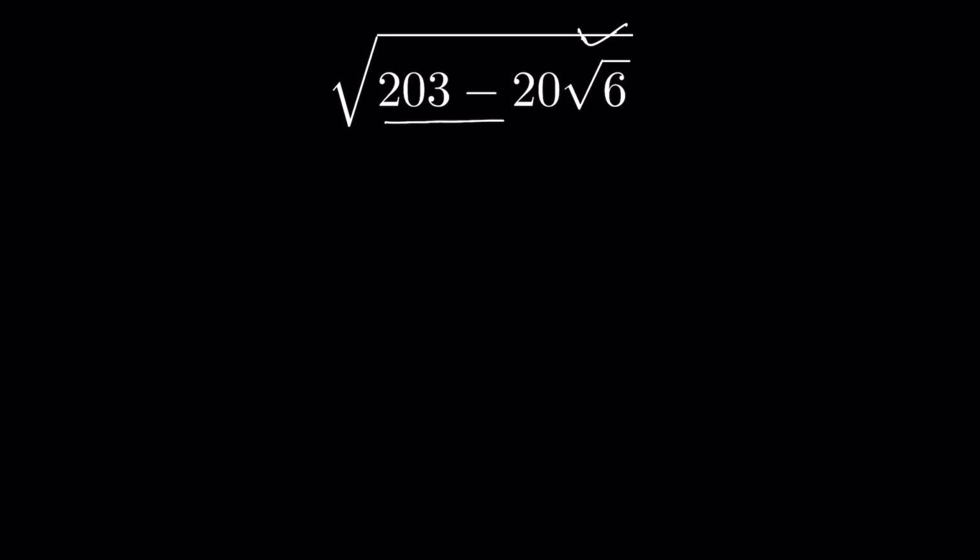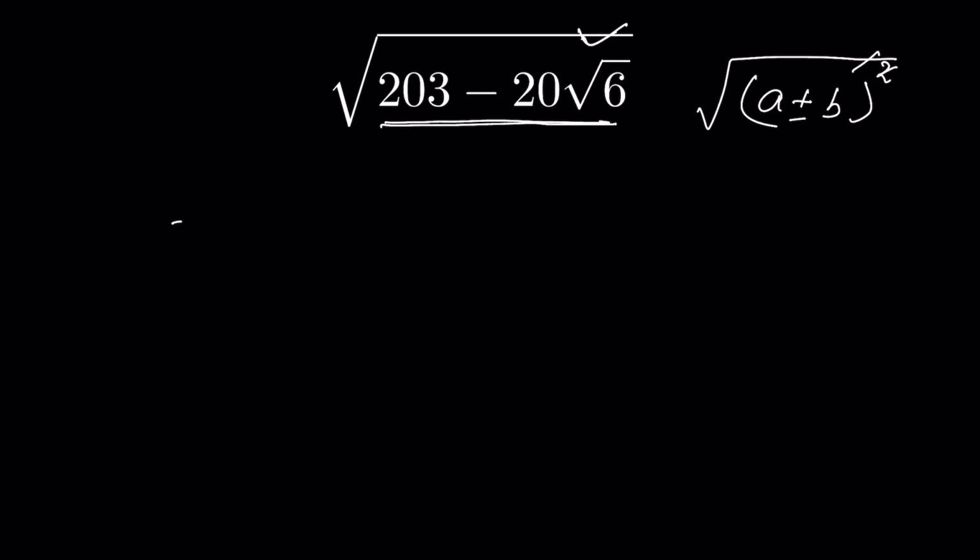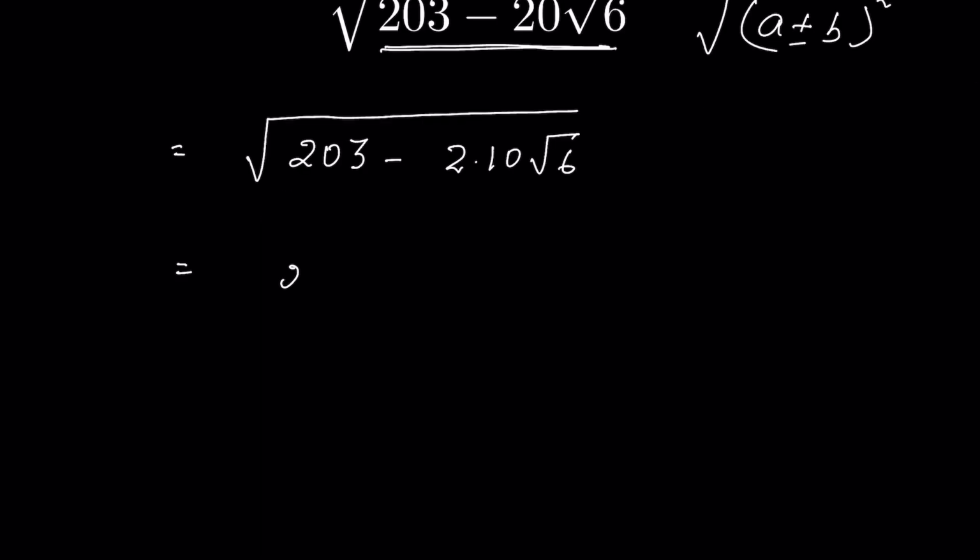If we can write these two numbers in terms of a plus minus b whole square, then this whole square can remove the square root. Now let's try on this principle. 203 minus 20, we can write it as 2 times 10 and then times square root of 6, all under square root. 203 minus 2 times square root of 10 square, and then times square root of 6, all under square root.